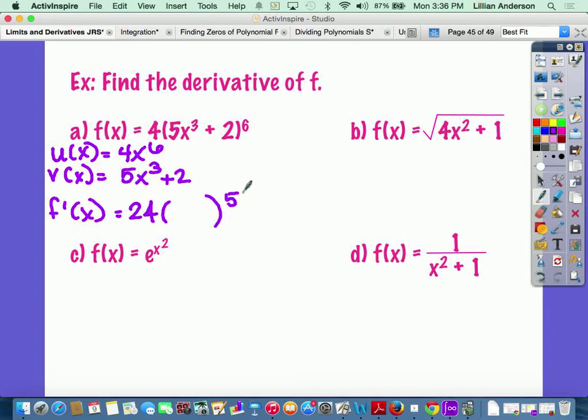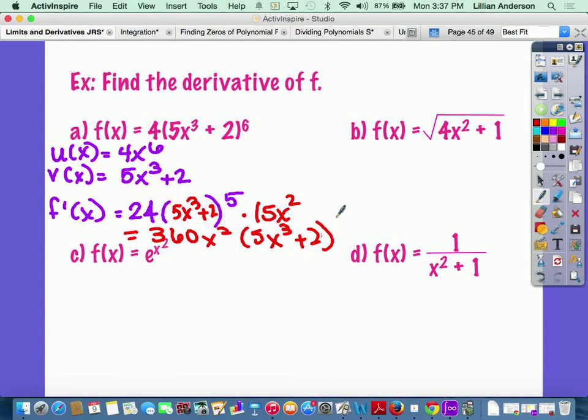Thank you. Okay? You take the derivative of u, and then you put v on the inside. Think about it from the formula. And now you take the derivative of v, which is going to be 15x squared. Multiplying it together, you get 360x squared times (5x cubed plus 2) to the 5th. No need to try to expand that or anything. It just becomes too complicated.